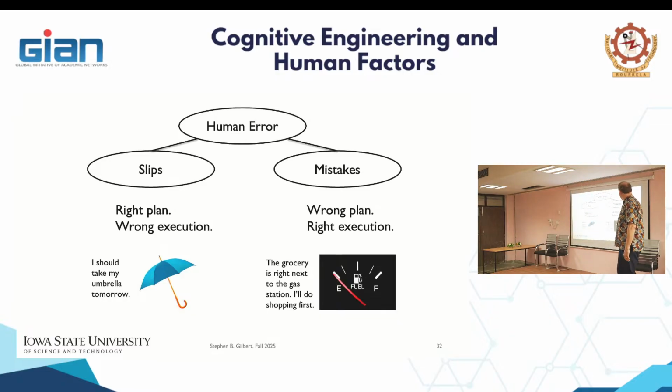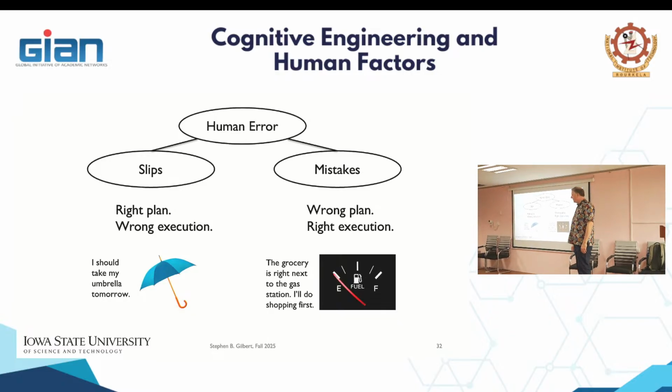Or I could say, well, I'm almost out of gas, but I want to do my shopping first. That's a bad plan. So you executed properly. You decided to do the shopping first, and you did that plan that you decided on, but you made the wrong plan. So that's an actual mistake, right? You screwed up in your decision.